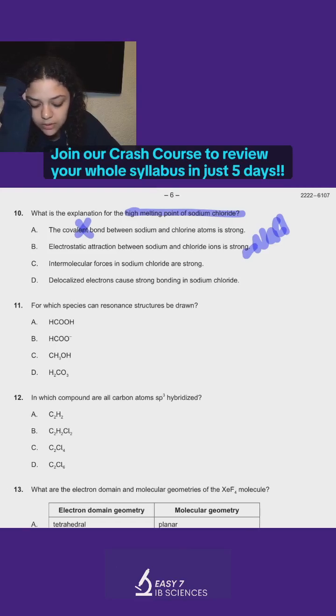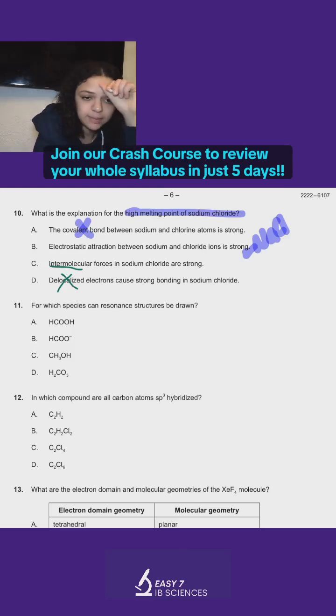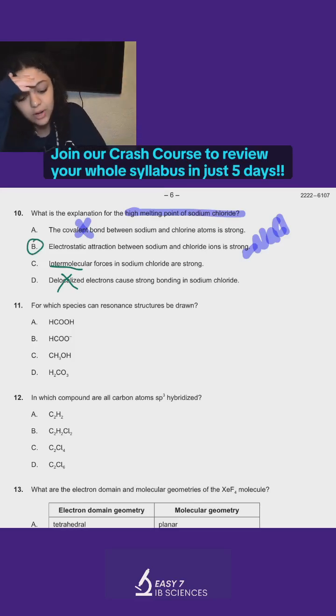Delocalized electrons cause strong bonding in sodium chloride. Well, we know for a fact it's definitely not delocalized electrons. Is it B or C, guys? Is it intermolecular forces that cause the high melting point? Exactly, good job. It's B. It's the electrostatic attraction between those ions, and that's what's causing this to have a very high melting point.